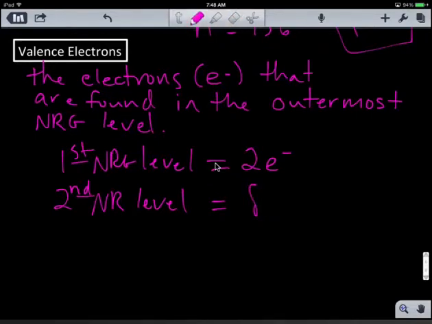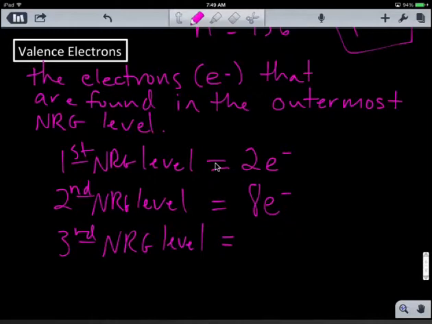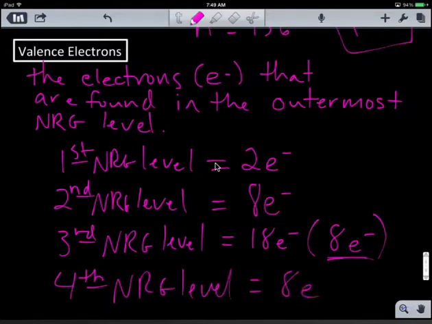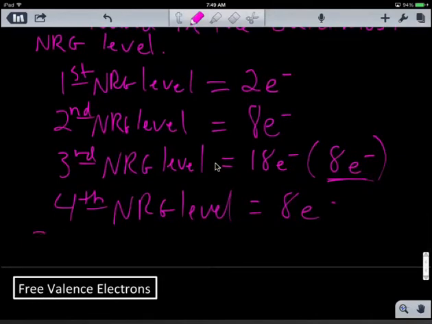It has 8 electrons. Okay? I forgot the G there. Moving to the 3rd energy level, it can fit 18. But in the outermost energy level, we're not going to talk about S and P and D orbitals here. It can fit 18 electrons, but only 8 are the ones available for us to do work, and so on and so forth. We'll stick to 8 electrons, which is known as the octet rule.